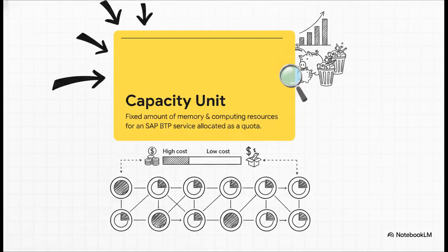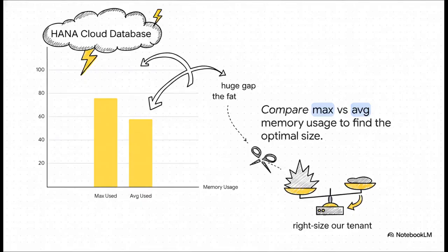So here's the crucial point. Your Datasphere configuration, specifically how it hands out what are called capacity units, or CUs, to different spaces, directly dictates your overall bill. A capacity unit is simply a fixed amount of resources you assign as a quota. If you just blindly assign massive quotas to every single space without actually monitoring the usage, your costs are going to absolutely skyrocket.